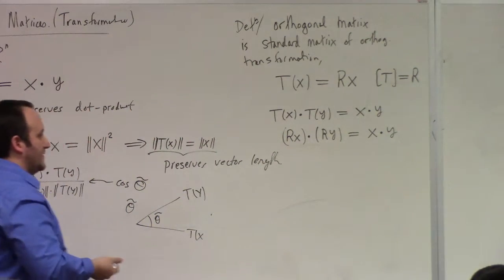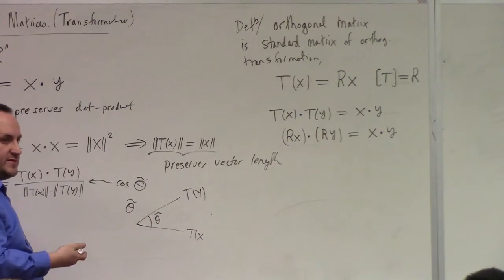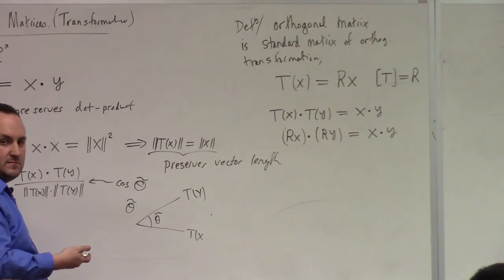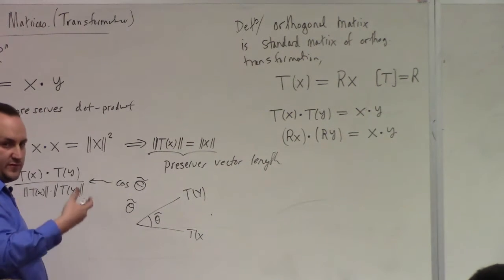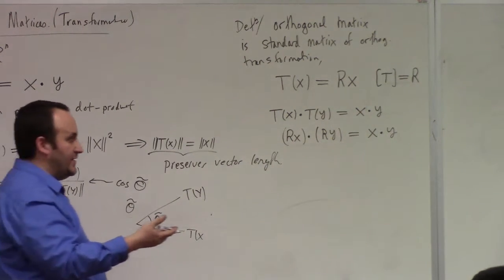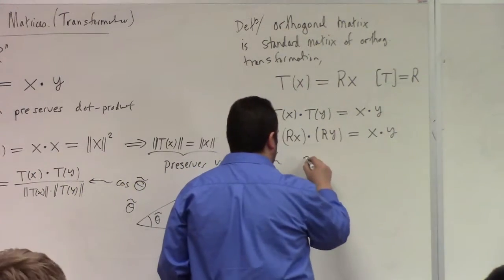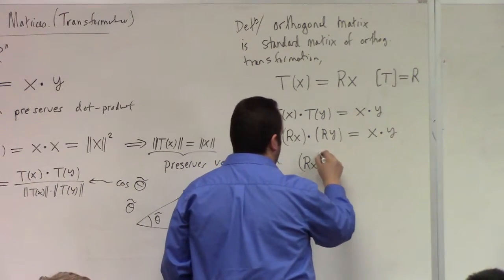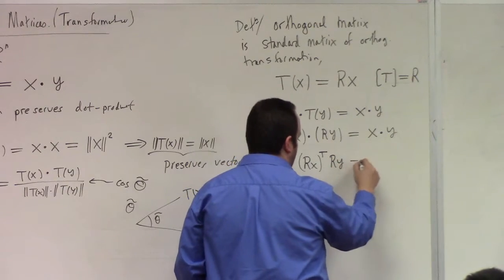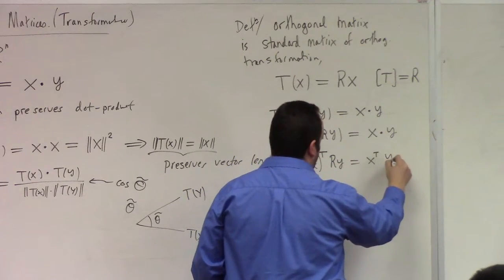How do we rewrite that in terms of matrix multiplication? What is the dot product? It's the transpose times the second thing, right? So this is Rx transpose times Ry equals x transpose times y.